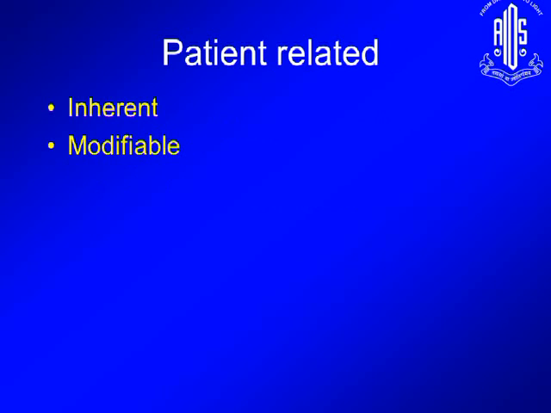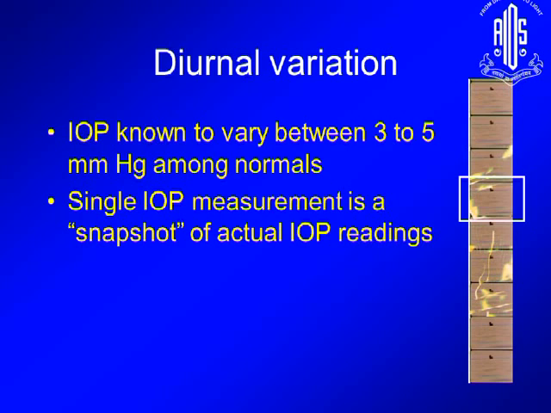Some of the patient factors are inherent, and some of them are modifiable, some of them are not. Some which are inherent are like the ocular pulse or the diurnal variation. The ocular pulse we spoke about multiple times. We'll deal with it a little bit more. And diurnal variation is something that I'm going to touch upon just very briefly.